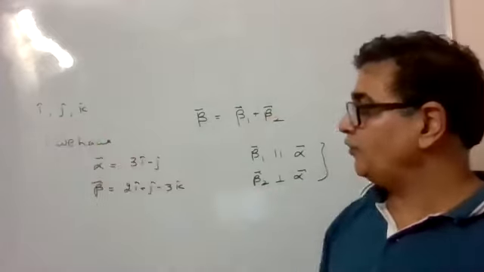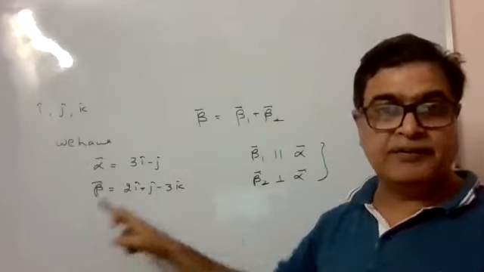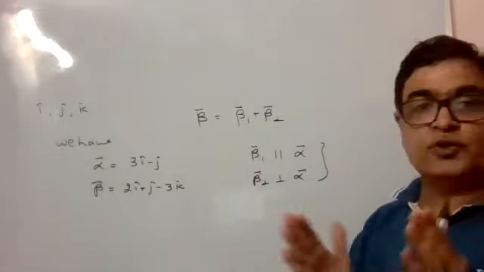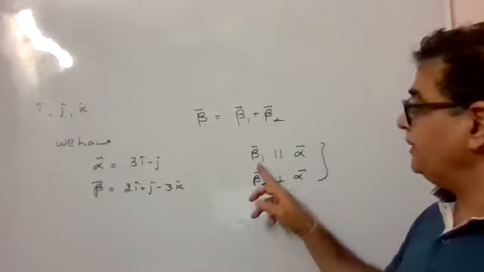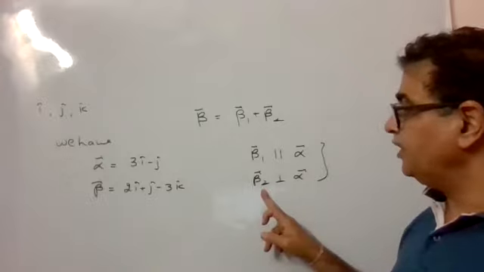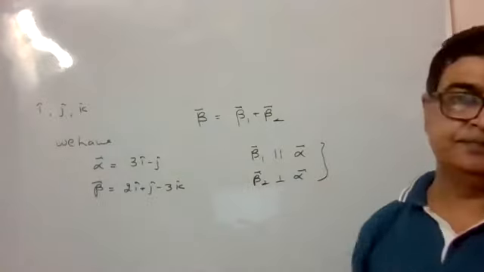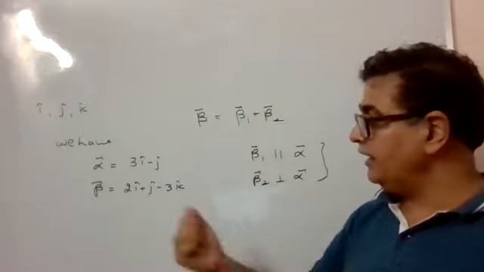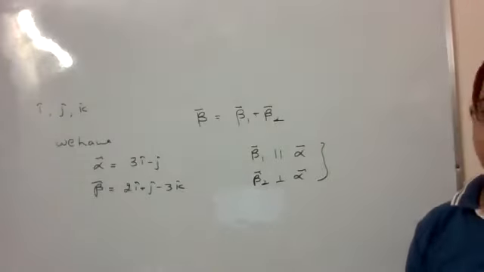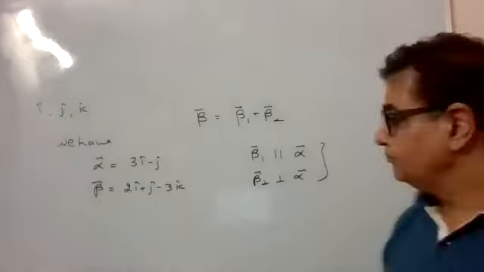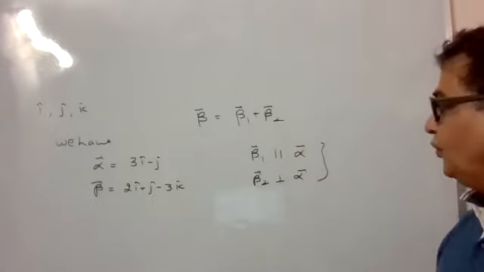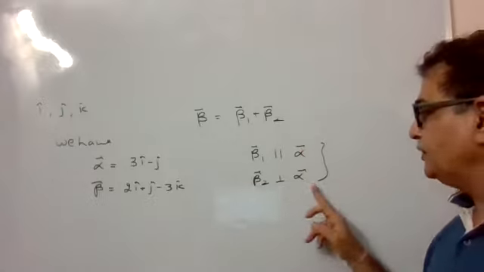So with respect to this, we have alpha vector given to you, beta vector given to you, and he's saying that you write beta as beta 1 plus beta 2, where beta 1 is parallel to alpha and beta 2 is perpendicular to alpha. इस बीटा को दो पार्ट में लिखना है. एक वेक्टर आपका इसके पैरेलल होना चाहिए, एक इसके परपेंडिकुलर होना चाहिए. That is the question. You have to write beta as beta 1 plus beta 2, where beta 1 is parallel to alpha and beta 2 is perpendicular to alpha.